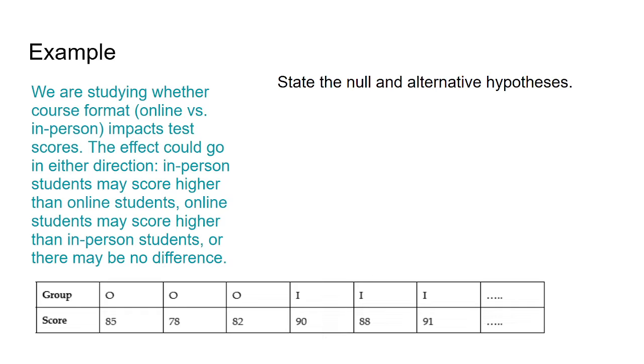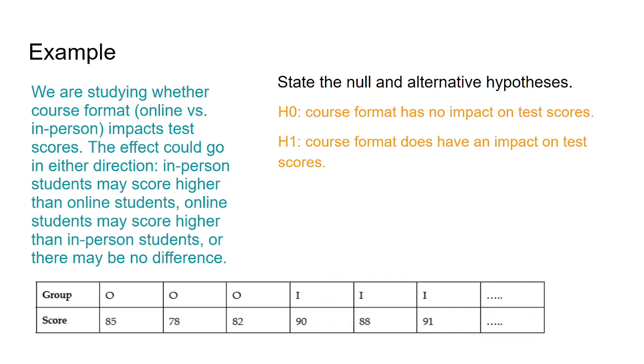Okay, yes, makes sense. उसके बाद आपको बताया है कि the effect could go in either direction. तो you're not measuring कितना effect है या किस direction में effect है. Sorry, you're just measuring कि effect है या नहीं है. So this is going to be your null. Course format has no impact on test scores, and your alternative is कि course format does have an impact on test scores.